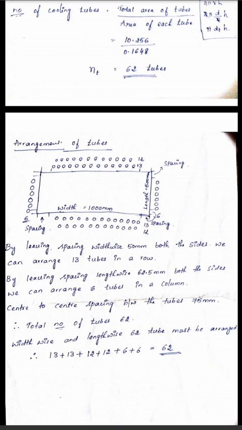After arranging 6 tubes, if more tubes still remain, you can arrange 5. After 5 you can arrange 4, or you can arrange 6 again. Once you place all the tubes, count the number of tubes. So 13 plus 13 plus 12 plus 12, and 6 plus 6 in the length wise, will give you 62. You can arrange 62 or more than 62 tubes, but not less than 62. You can't arrange 61 or 60 tubes. It should be 62, 63, 64, 65, whatever, but not less than 62 tubes. Thank you.